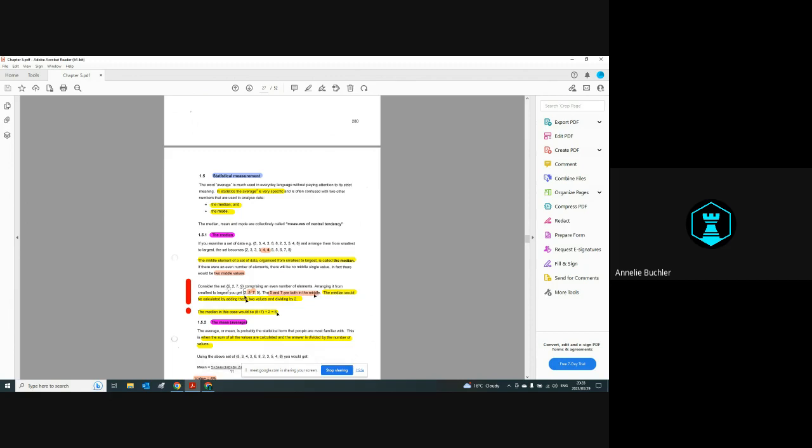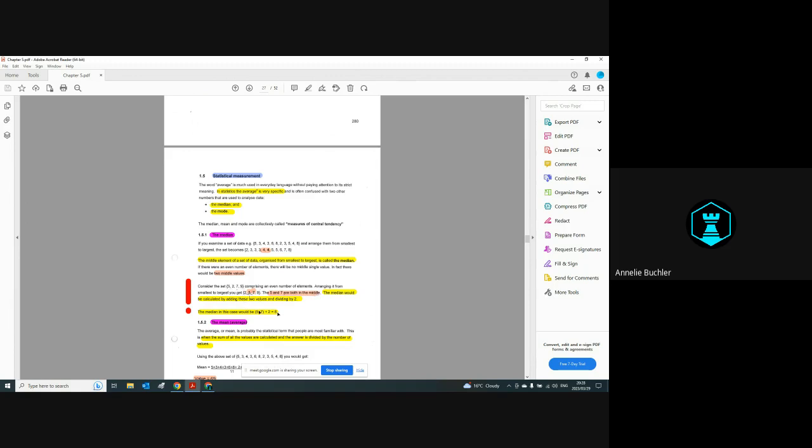So they might give you the numbers 5, 2, 7, 9 and say, please provide the median for the following numbers. Now you're going to look at it, and then you're going to arrange it from the smallest value up to the largest value.